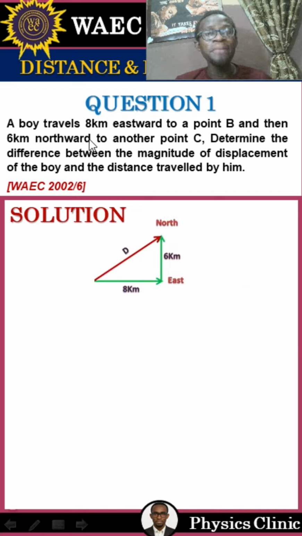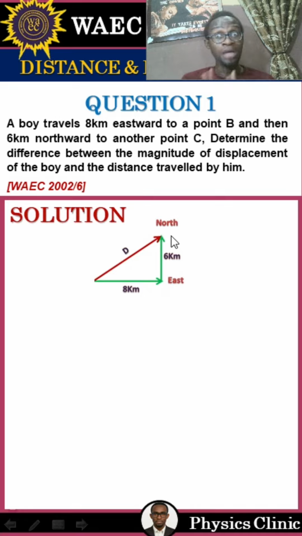They say a boy travels 8 kilometers eastward from point B. So now let's say this is our point B. Now eastward means that the boy goes this way, towards the east. Then 6 kilometers northward. That is to say, by the time he gets to this place, the guy went up to a point C. They now say determine the difference between the magnitude of displacement of the boy and the distance travelled by him. So what they are asking us to do is, what is the difference between his displacement and distance?